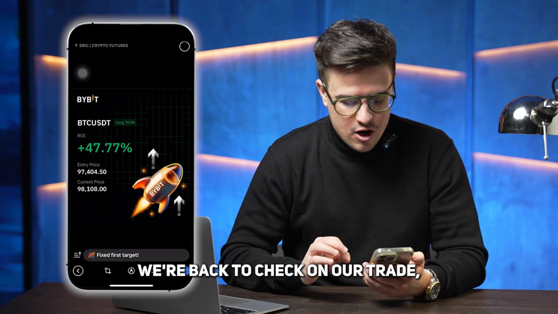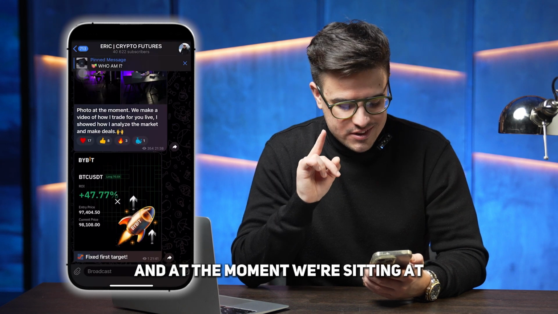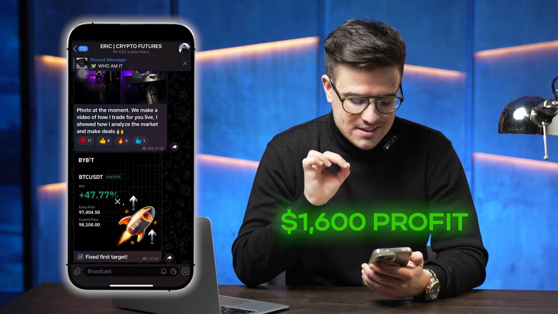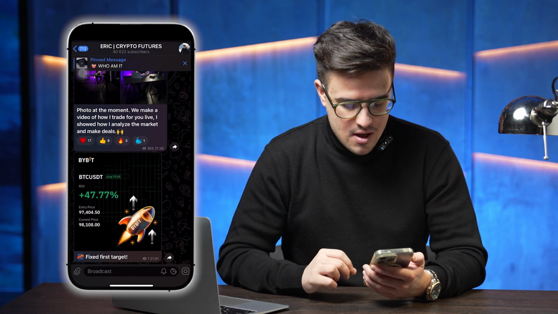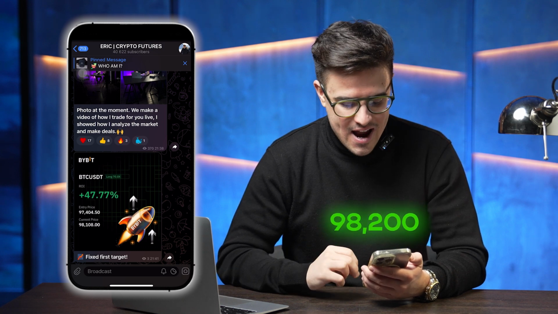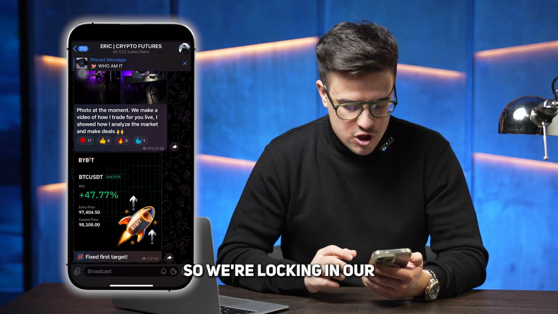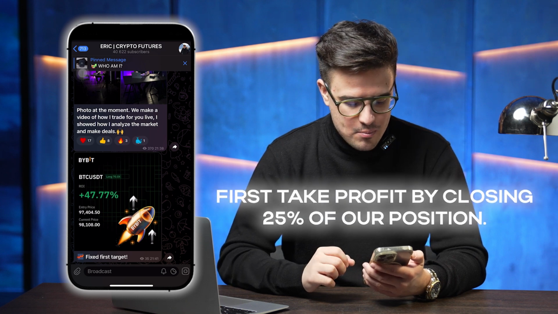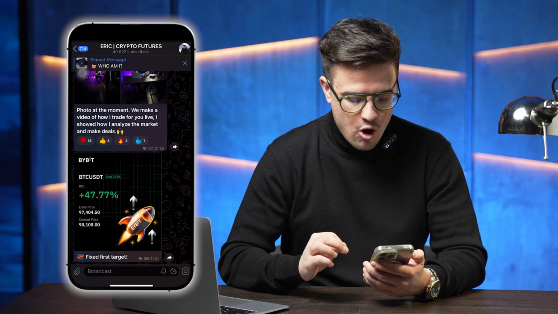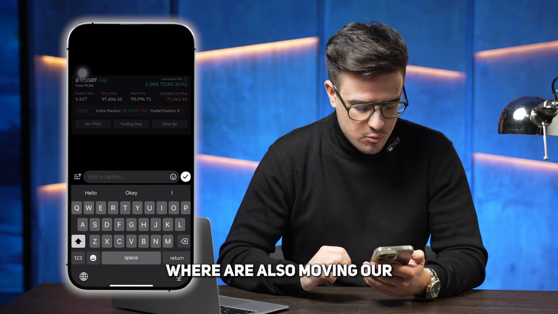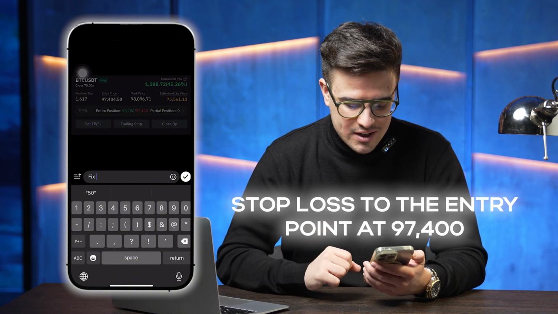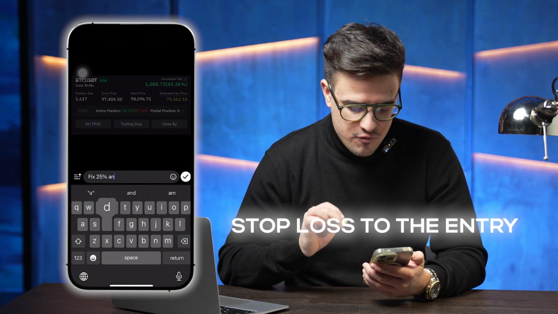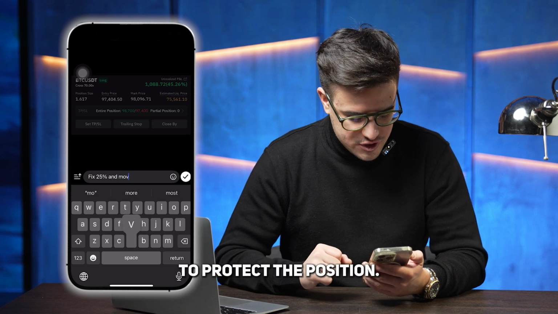We are back to check on our trade, and at the moment we are sitting at $1,600 in profit. The price is currently at $98,200, so we're locking in our first take profit by closing 25% of our position. We are also moving our stop loss to the entry point at $97,400 to protect the position.